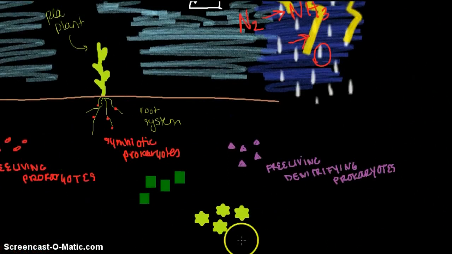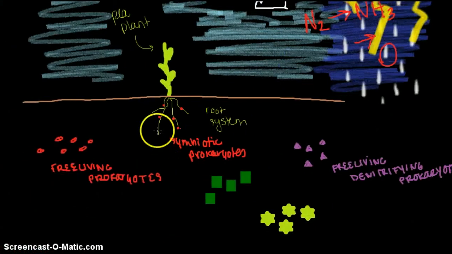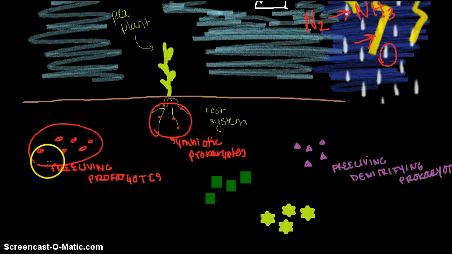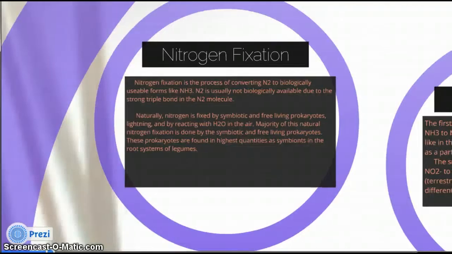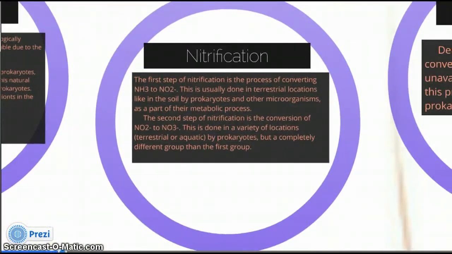It's also done by these symbiotic prokaryotes here and free-living prokaryotes here, which do the same process of converting N2 into NH3.